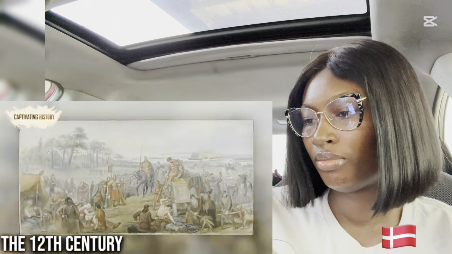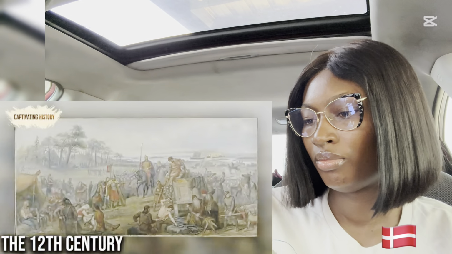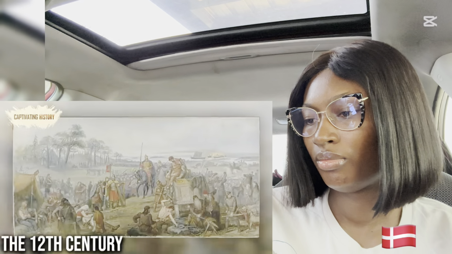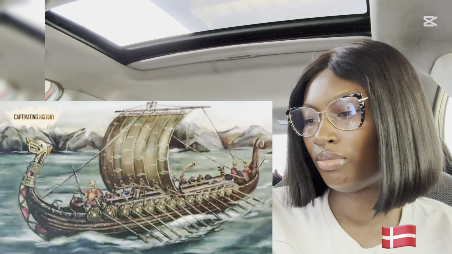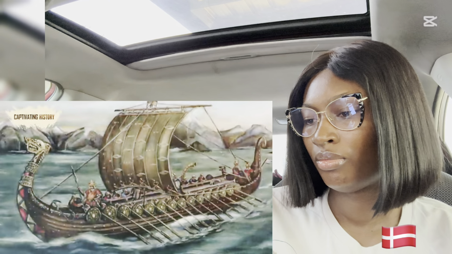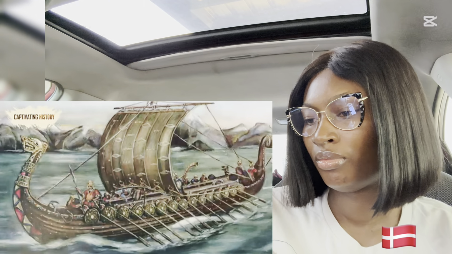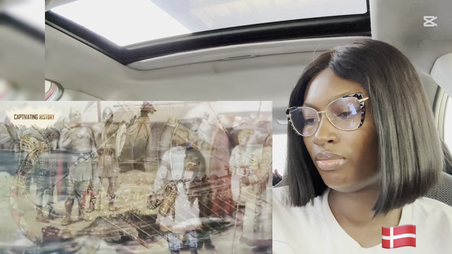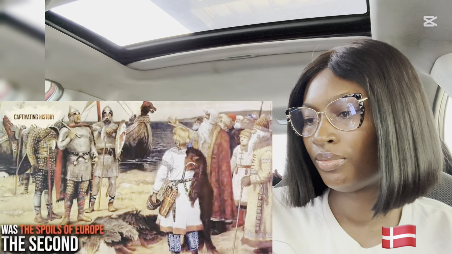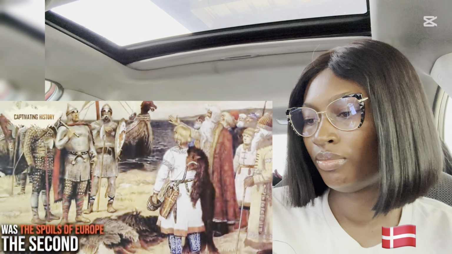In the 12th century, it is believed the Scandinavian settlers came into contact with the Thule people, and some sources claim that the two sides were involved in some hostilities. Nevertheless, the Viking settlements declined in the following 2 centuries, and they abandoned Greenland. There were 2 major reasons for this decline. First was the harsh weather and the difficult voyage from Norway. The second was the spoils of Europe. The Norse people had preferred Europe, even at the peak of the Greenland settlements.